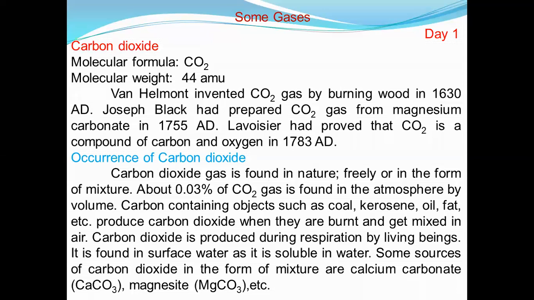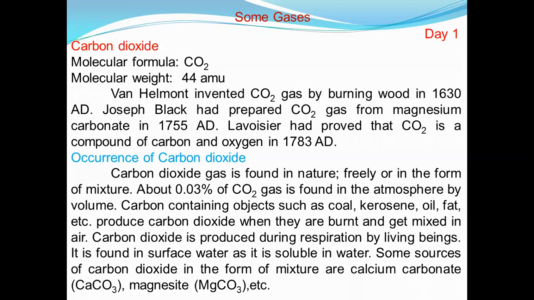So that carbon dioxide gas is also mixed with the rainwater and reaches the sea, pond, lake, then river during rain. So that also contains a certain amount of carbon dioxide gas in it. Not only that, this is in the free state, but in the combined state, some sources of carbon dioxide are in the form of a compound, that is calcium carbonate.